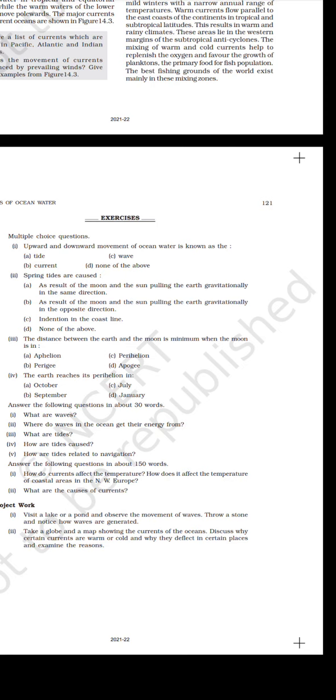Answer the following questions in about 30 words. What are waves? Where do waves in the ocean get their energy from? What are tides? How are tides caused? How are tides related to navigation?